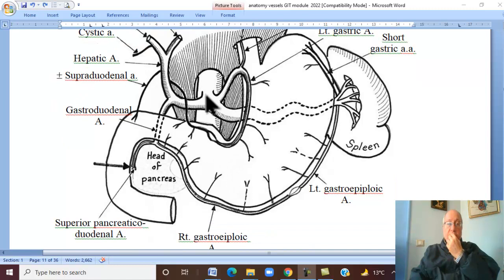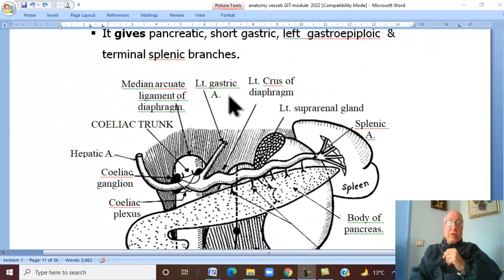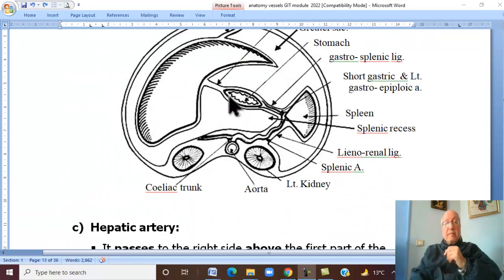This is the celiac trunk, and on each side there is a crus of diaphragm, and on each side there is a celiac ganglion. What is the anterior relation of the celiac trunk? This is the famous cut section at the level of liver, stomach, spleen, and this is the abdominal aorta on the posterior abdominal wall, and the celiac trunk just passing forward for 1 centimeter, then divides into 3 terminal branches.